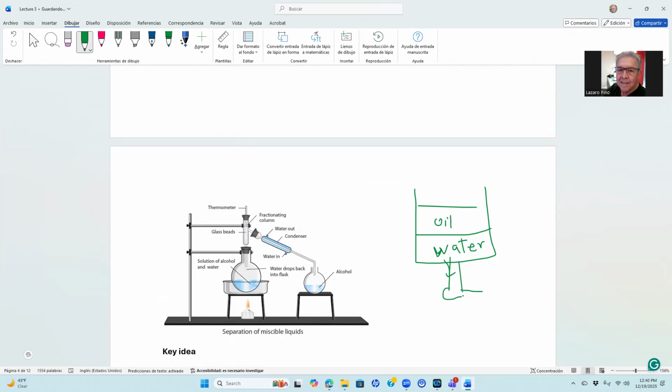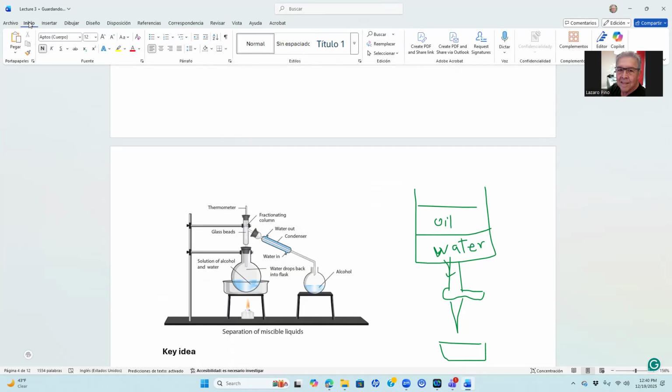Here you can separate, and the first liquid that you will have down will be water. Then you stop here, and then you get oil separated from water. This is a method to separate two liquids that cannot be mixed together.